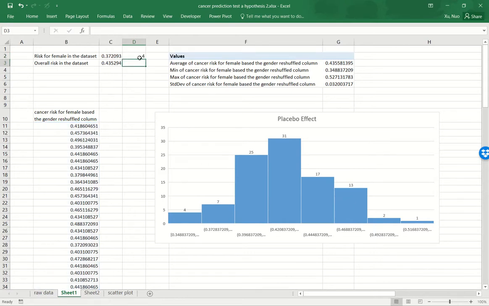So it turned out to be 4. So this tells us that there are 4 numbers in this column that are less than or equal to the risk from the dataset. So if I further divide this number by 100, which is the total number in the column, this would become the concept in statistics that is called percentile. Let me type in percentile.